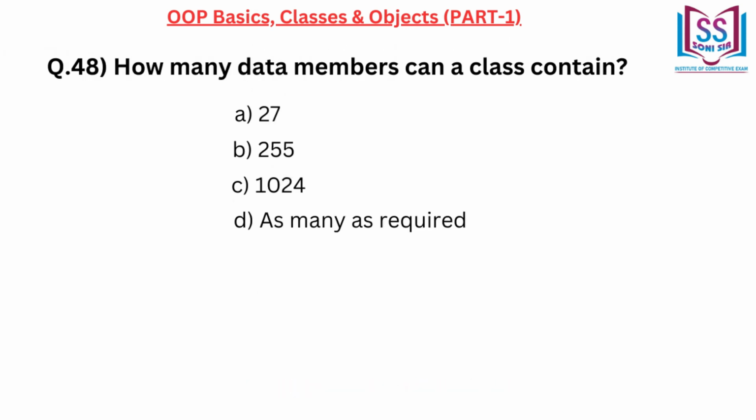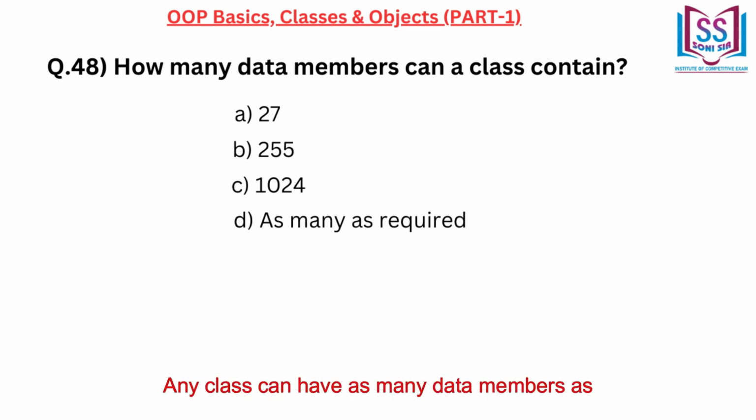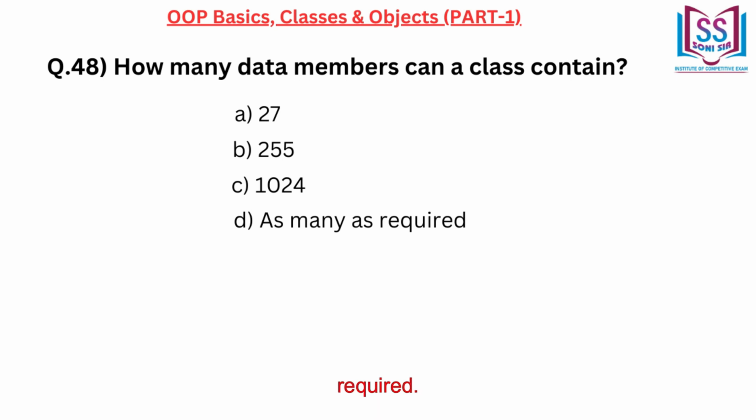How many data members can a class contain? A. 27. B. 255. C. 1024. D. As many as required. Correct answer, D. Any class can have as many data members as required. The only restriction that may arise is when there is not enough memory space. This gives flexibility to define a class with best properties possible.